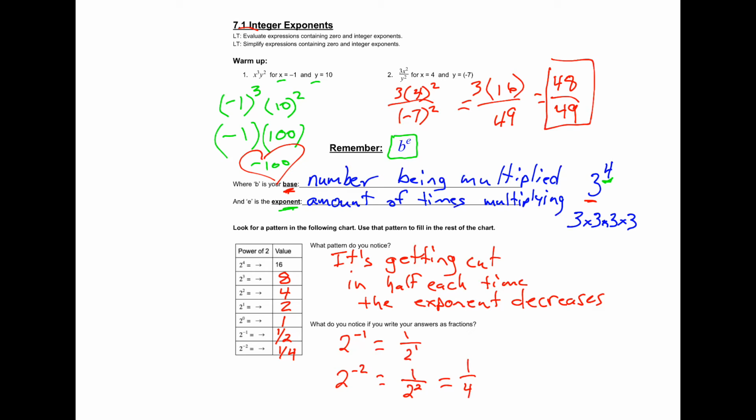So if we had something like 1 over 3 to the negative 2, that's going to flip up to the top, which would equal 9. So anytime you have a negative exponent, it's going to take the base and flip it up, and then you just keep the exponent the same, but without the negative.